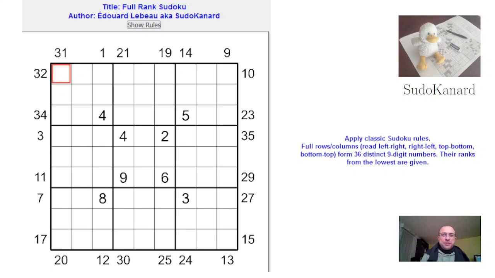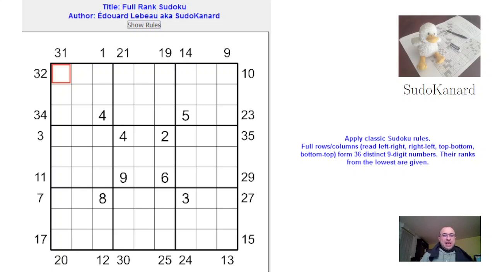We're here to solve this full-rank Sudoku that I created as a practice puzzle for the upcoming WPF Sudoku Grand Prix organized by Croatia. And this is a very weird variant of Sudoku.